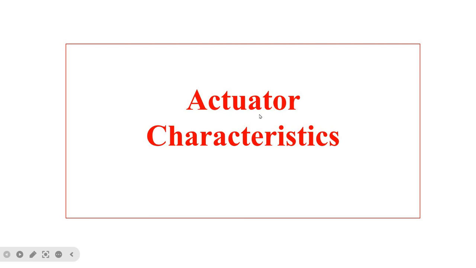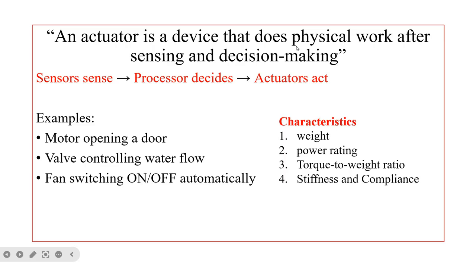In this lecture, we will study the different characteristics of the actuators. Before that, we'll quickly recall what an actuator is. An actuator is a device that does the physical work after the sensing and the decision making. The sensors will sense, then the processor will decide, and then the actuator will act on that.